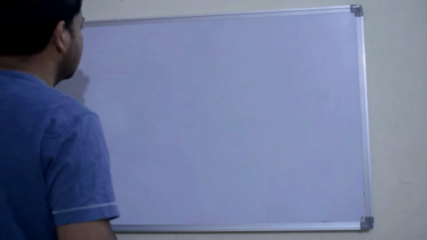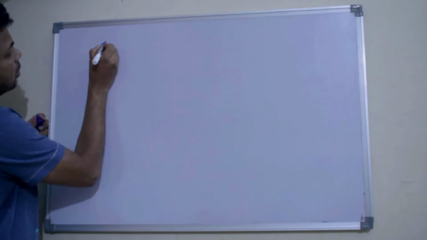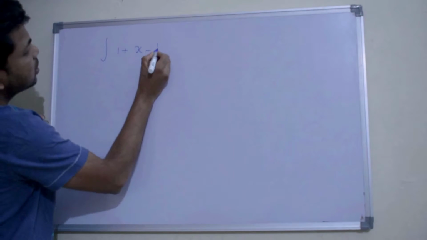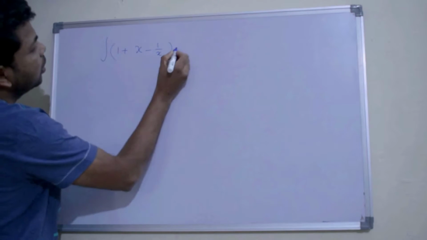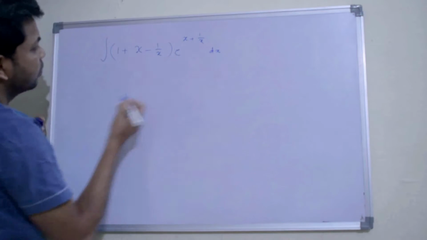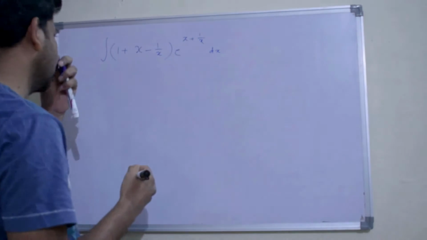So first of all, I'll explain one problem from the integration. The problem is like this. The problem is integration of 1 plus x minus 1 by x, e to the power of x plus 1 by x dx. So this is a problem given in GMIN 2014 from the indefinite integrals.